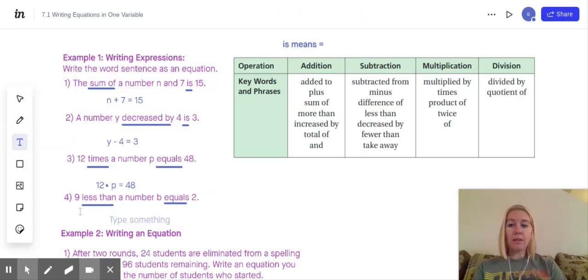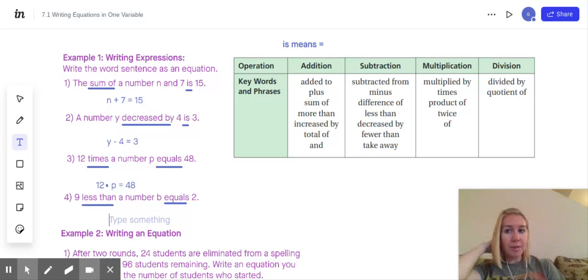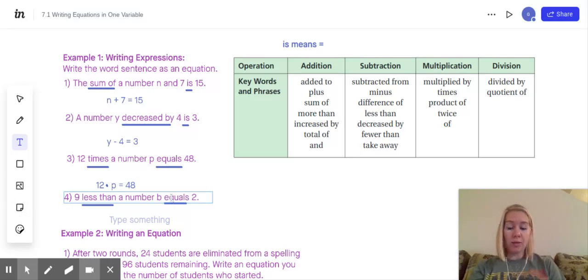So 9 less than a number b. You might be thinking, well, it's just 9 minus b. But it says 9 less than b. So we're going to say b minus 9, because that would be 9 less than b. So sometimes you have to pay attention to what the words actually say for what order you put the variables and numbers in. Okay, so b minus 9 and then equals 2. And that's it. Check out the next video to see some more examples.